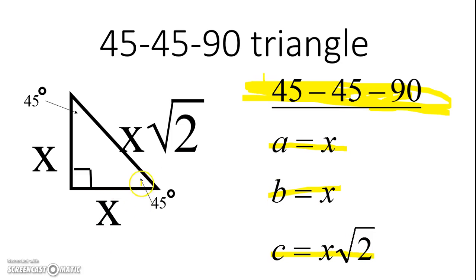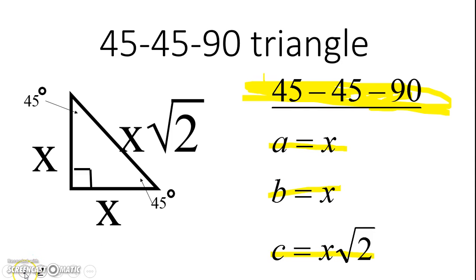And then you say to yourself, which piece do I know? Do I know a? Do I know b? Do I know c? Okay, and remember, c is always opposite the 90 degrees. That's why it's x root 2. Don't get caught up in the letters that are on your drawing. Get caught up in the information in this formula. So every time we're working with a 45, 45, 90, and we have to know it's 45, 45, 90, we want to do a equals x, b equals x, and c equals x root 2.